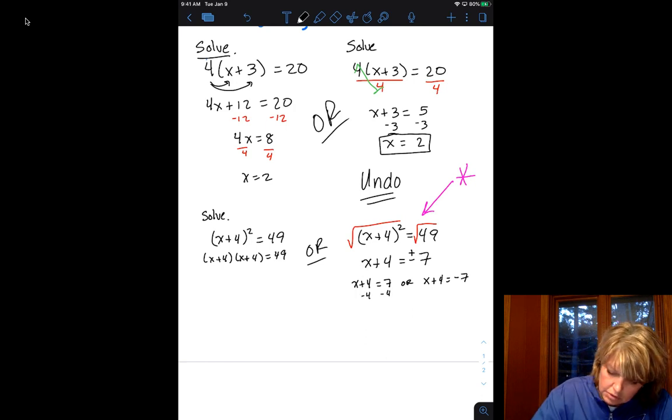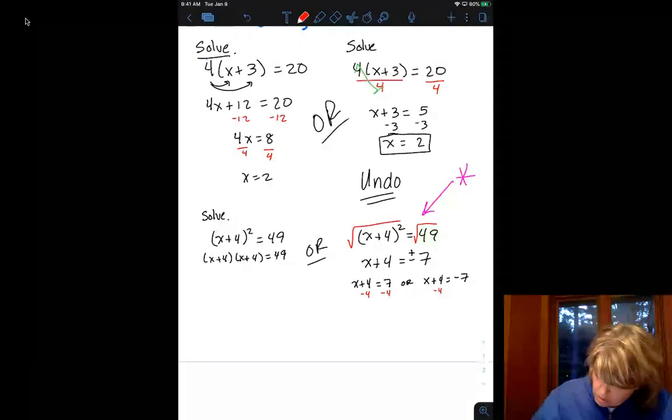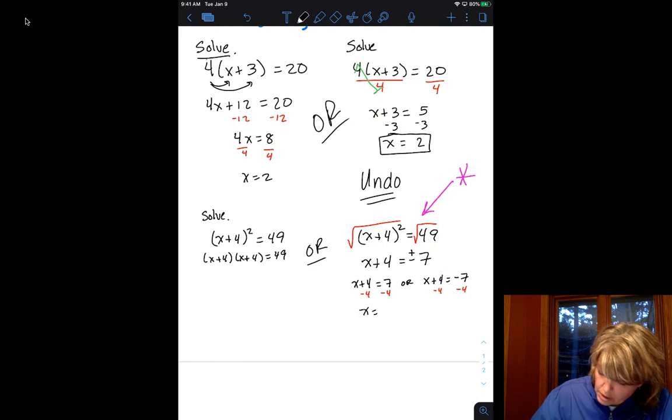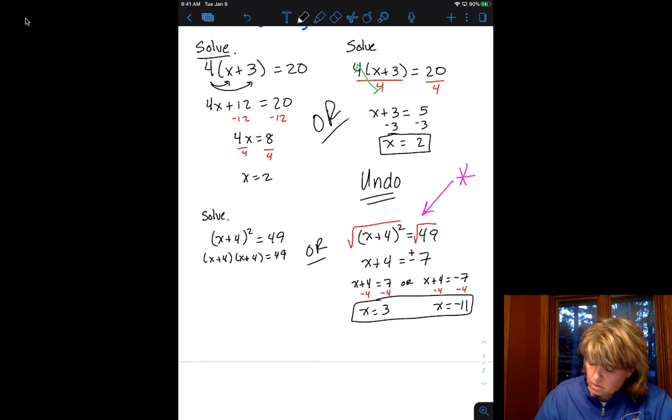Oops, I should do that in a different color again. So we have 2 different ones. I'm kind of doing 2 things at once here. x equals 3 or x equals negative 11. So we have 2 answers for this one, which is possible.